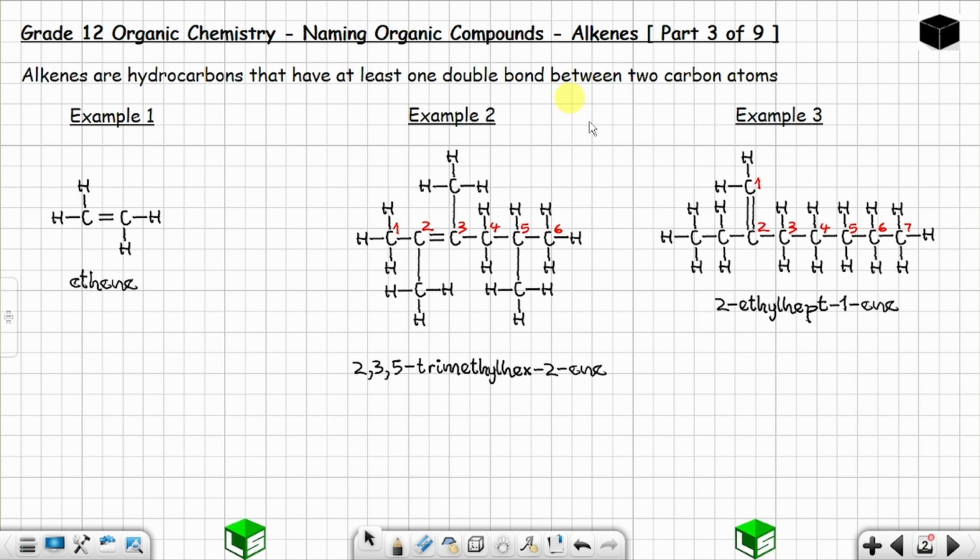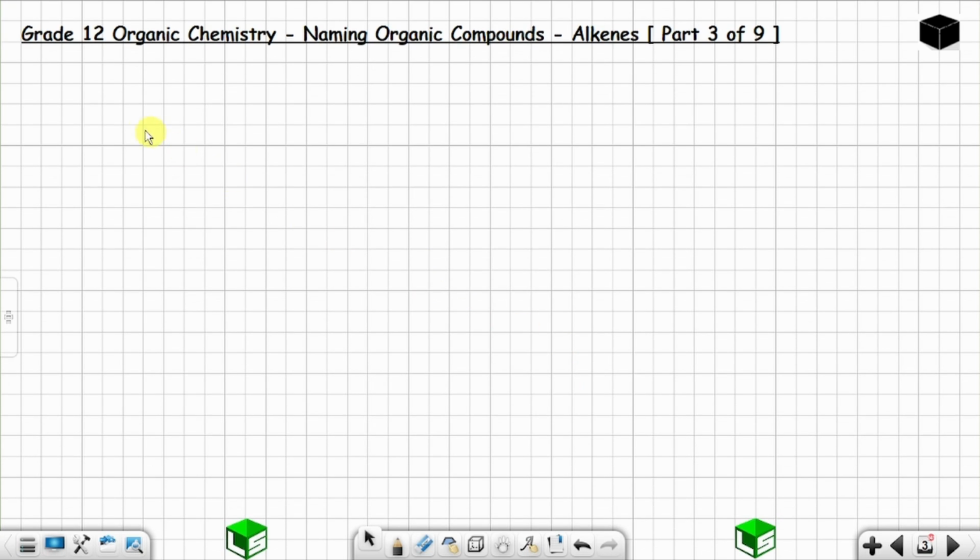Okay, so let's carry on. Now we are going to do example number 4 and 5. Now example number 4, this is the organic compound that we are going to name. So as always, you have to identify the longest carbon atom chain that contains the double bonds. This is an alkene because you have the double bond between carbon atoms. You have 2 double bonds, right? You have this and this. When you identify the longest carbon atom chain, you have to include all the double bonds.